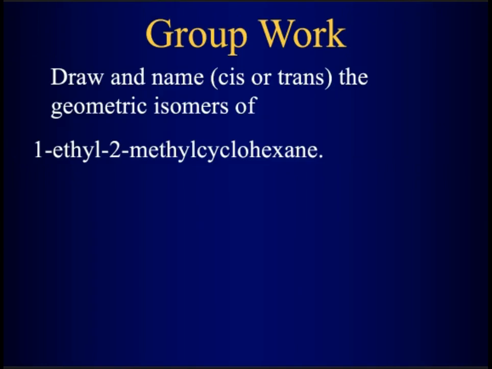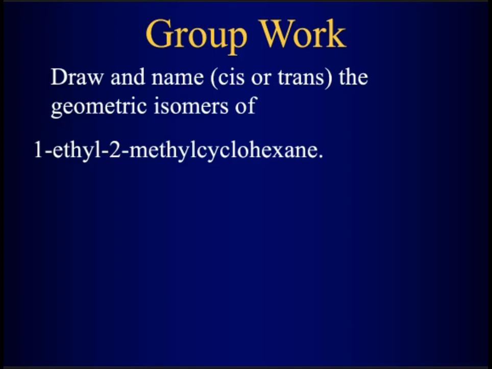So draw and name the cis or trans geometric isomers of 1-ethyl 2-methyl cyclohexane. Make sure you draw your hexane rings with the flat part facing towards you or closest to you, and the 2 points on either end, on the left and right. So take a couple minutes, see if you could draw these two compounds, cis and trans.